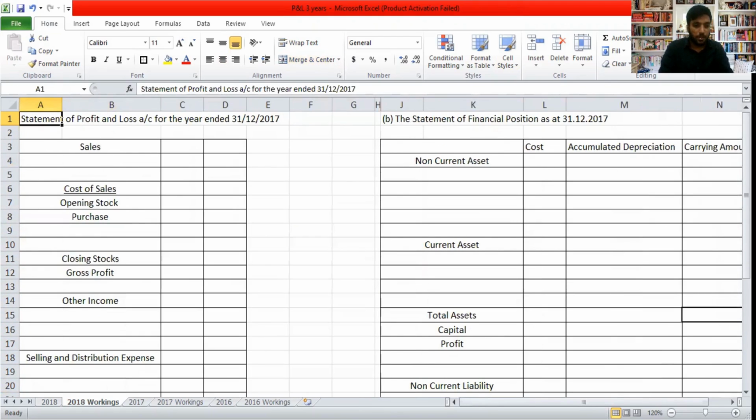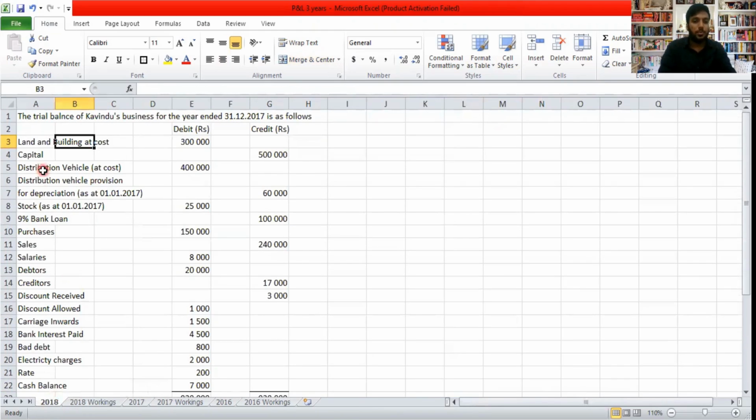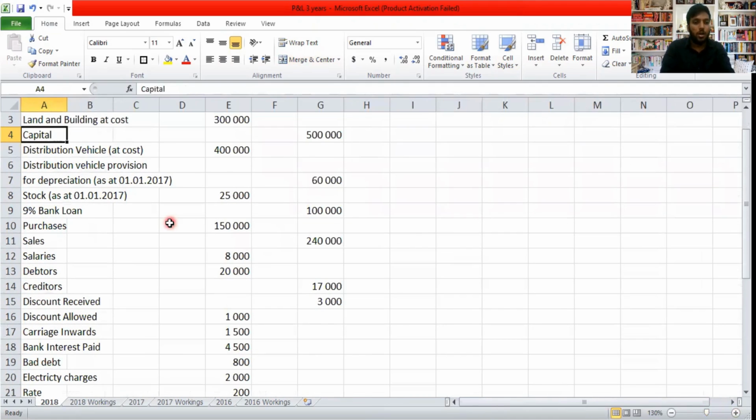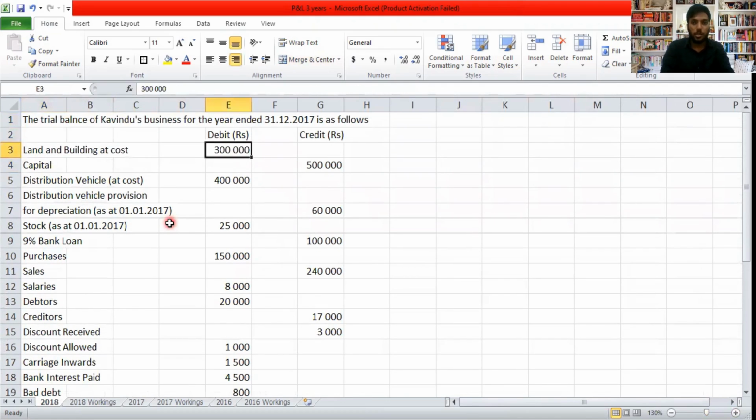So for 2018, we have land and building at cost 300,000. I'll zoom in a bit so you can have a good look at the sum which you are going to do. Land and building at cost 300,000. Capital 500,000. Distribution vehicle at cost 400,000. Distribution vehicle provision for depreciation rupees 60,000.